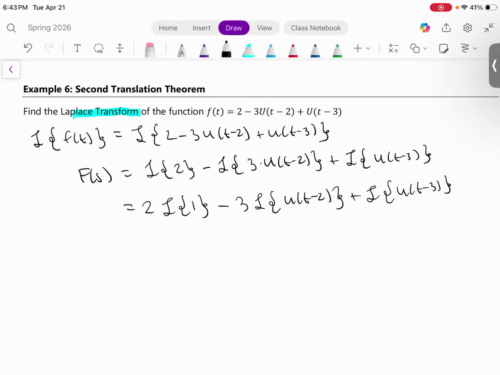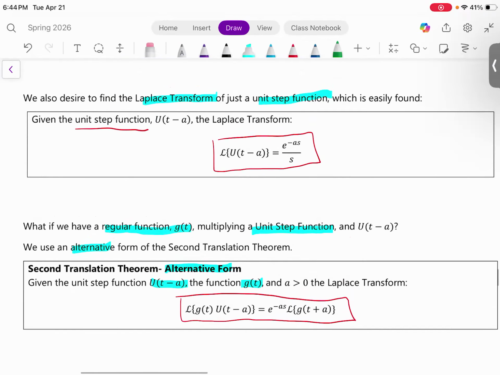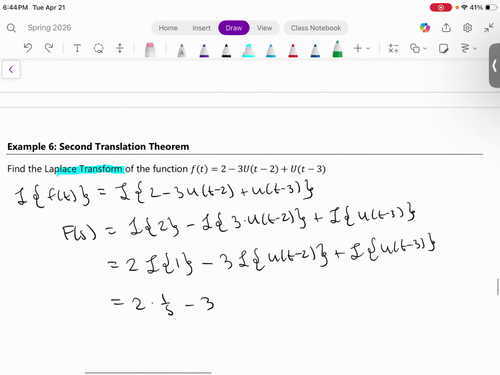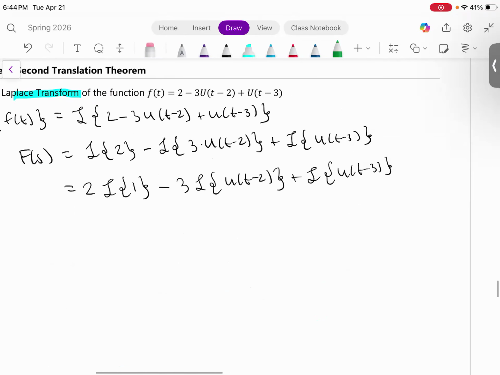Okay, so Laplace of 1, we know that to just be 1 over s. So this would just be 2 times 1 over s. The Laplace of the unit step function u of t minus 2, we could just use this well-known fact. So let's write that down. Maybe I could erase this and write it in between.